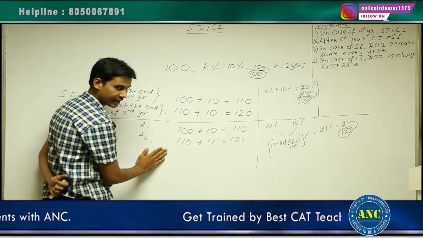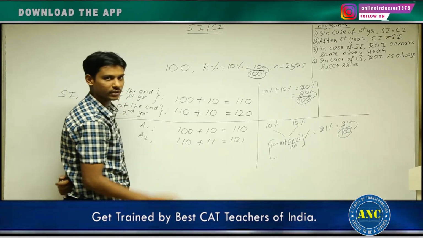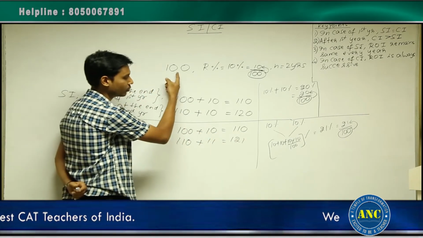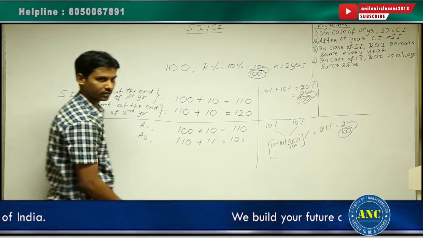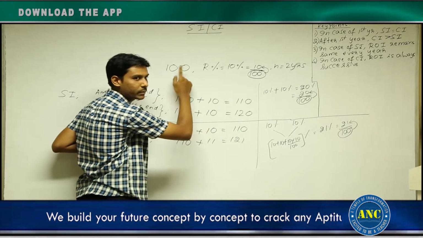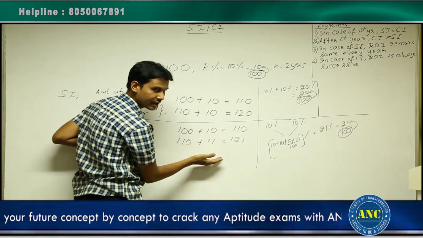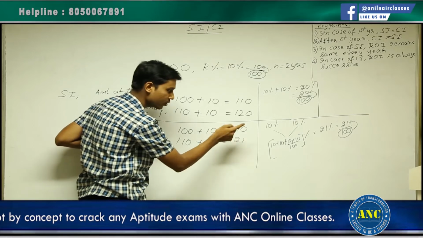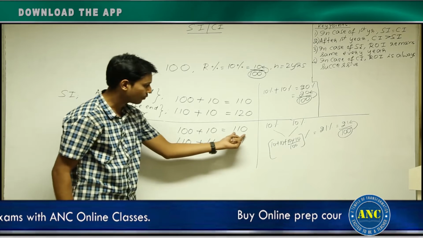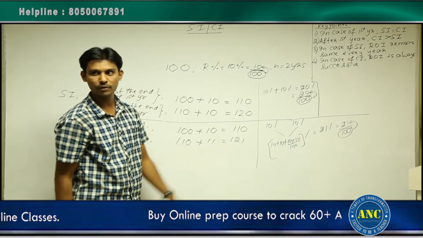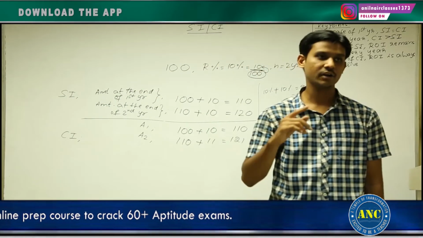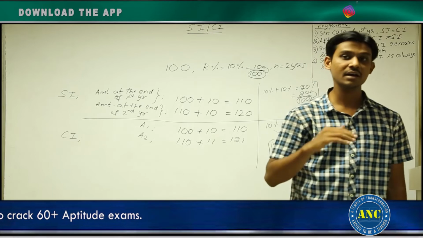That means for the second year in case of CI, on which value are we imposing the 10% rate of interest? On the 110 rupees. You are not imposing on 100 rupees, but you are imposing on this value, 110 rupees. That means this is actually the amount at the end of first year, but you will impose rate of interest on principal. Correct? That means for the second year, this will act as principal because you are imposing 10% rate of interest on this amount. Correct? That means amount at the end of first year will act as principal for the second year, or in general, it is not only first year, second year. Amount at the end of any year becomes the principal for the next year.